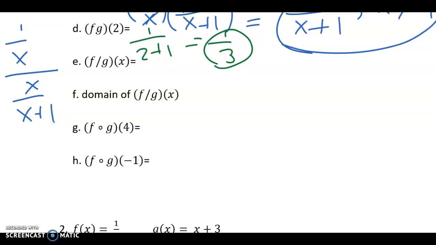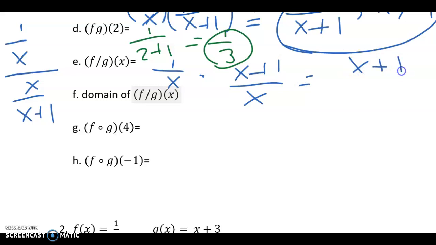Now, I hope we remember that dividing is the same as multiplying by the reciprocal. So if we want to make this look a lot better really fast, we're going to have 1 over x times x plus 1 over x. And if I go ahead and multiply straight across, then I'm going to have x plus 1 over x squared. Again, nothing to simplify.